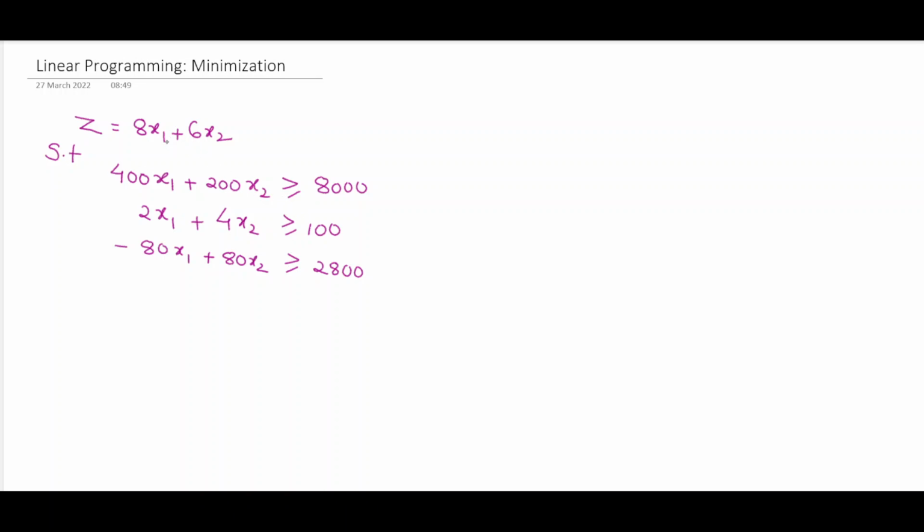And you can see that you have to minimize. At the top of the problem, it is written minimize z. And you can see the symbol is greater than or equal to. So for a minimization problem, we always use the greater than or equal to symbol, and for a maximization problem, we use the less than or equal to symbol for constraints.